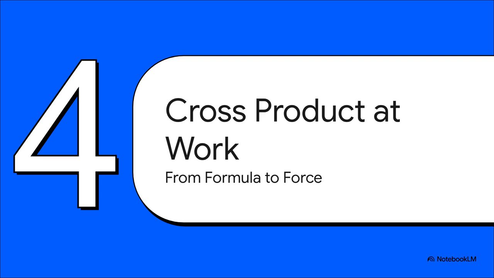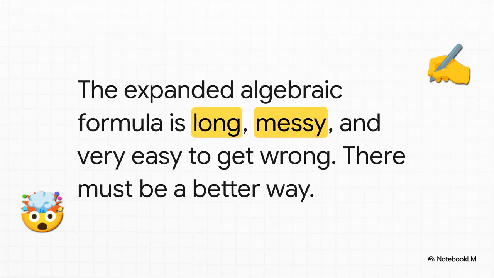So we know what it is, we know which way it points, and we know what its length represents. Now, let's get our hands dirty and see how we actually calculate it, and more importantly, why we'd even bother. Okay, so if you were to just expand the cross product of two vectors, u and v, into all their component parts, well, you get this. It's a pretty intimidating formula, isn't it? It works, but it's long, it's messy, and it is just begging for you to make a mistake. There has to be a better way.